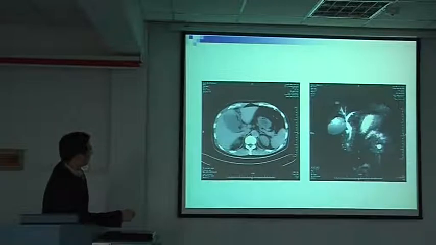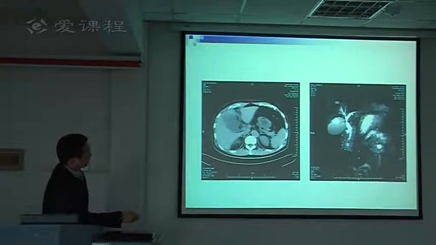This CT scan shows acute cholecystitis. This is the gallbladder. We can see some fluid near the gallbladder, and this is the normal liver. This MRCP shows some collection, and this is normal.